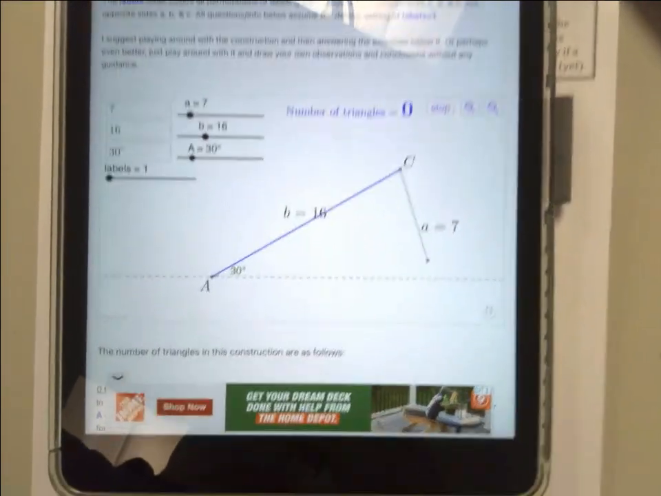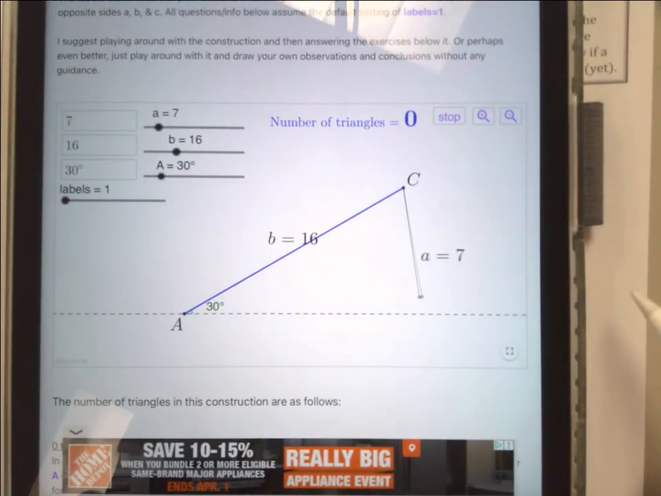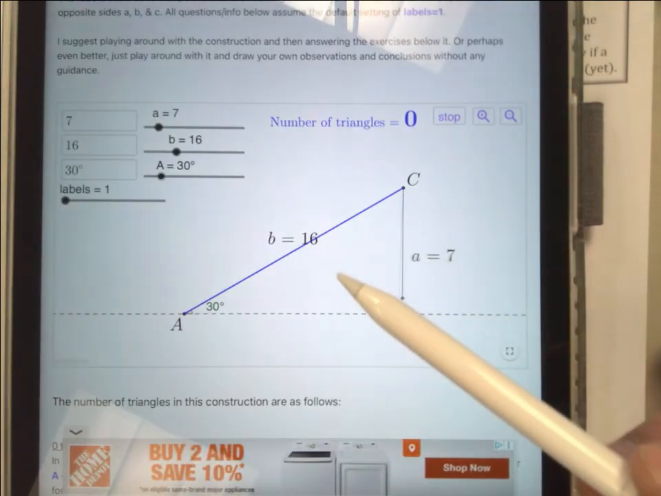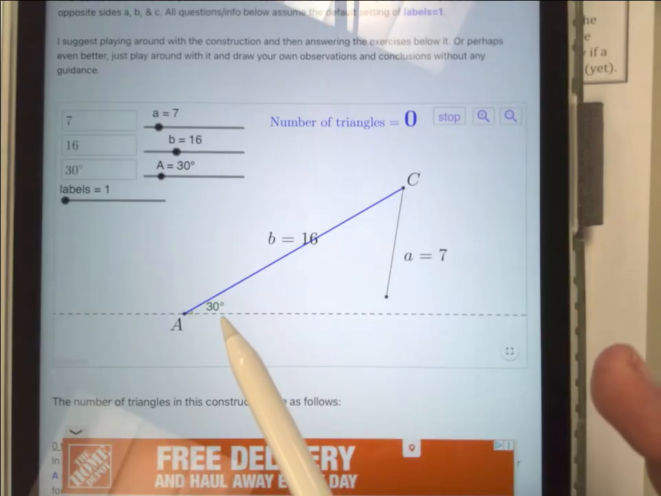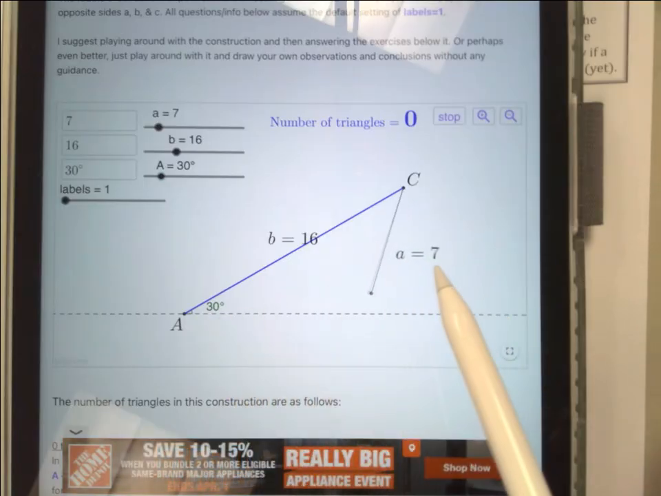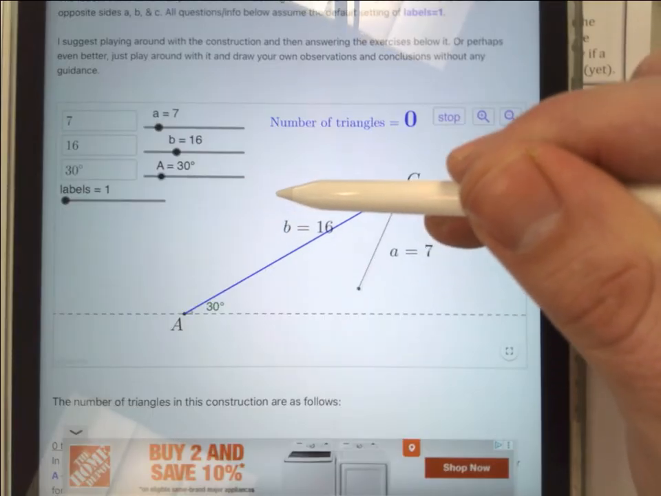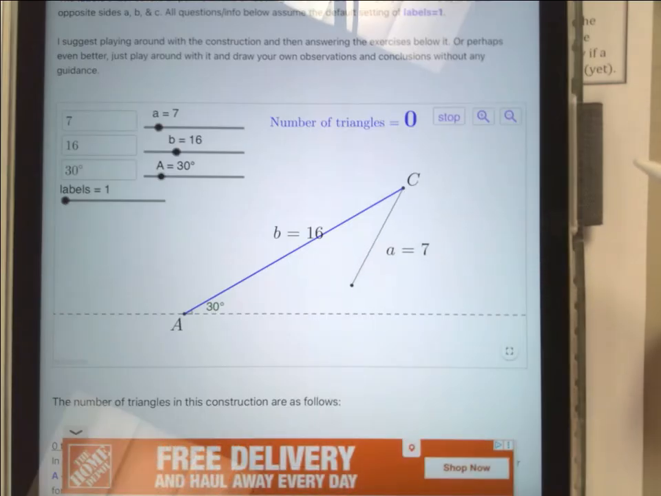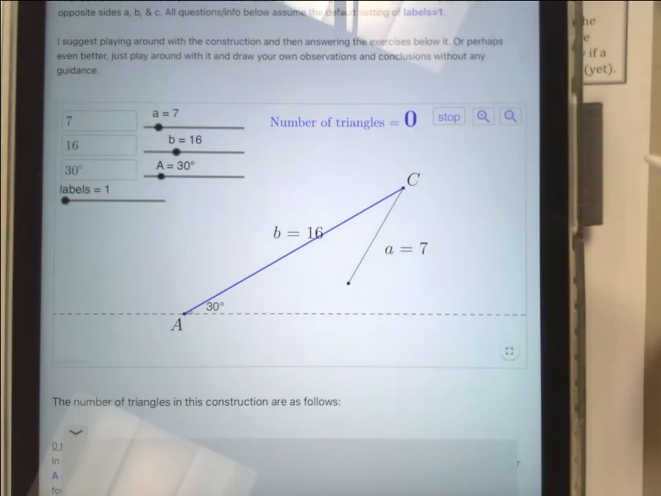All right, so we're gonna continue to talk about SSA triangles, side-side angle, particularly when you have two sides and the angle, one angle. And you notice that you have a pair here. It turns out that sometimes you can't create a triangle with the information you're given.